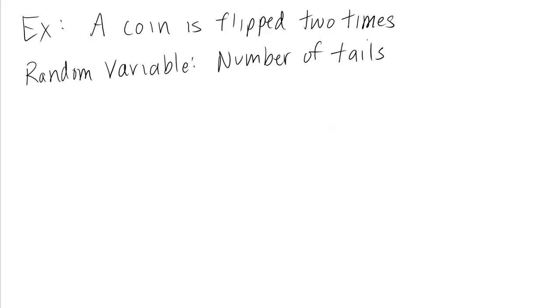Our first example, our experiment is to flip a coin 2 times. So the sample space associated with that, let's see, what are all of the possibilities? We could get heads on the first flip and heads on the second flip. We could get heads first and tails second. We could get tails first and heads second, or we could get tails both times. 4 possible outcomes of this experiment.